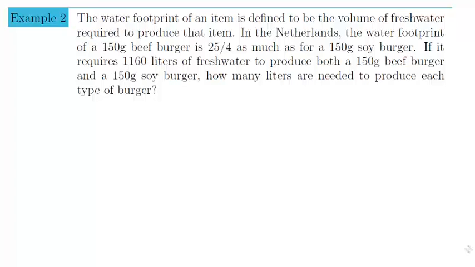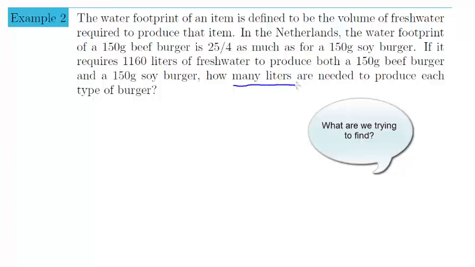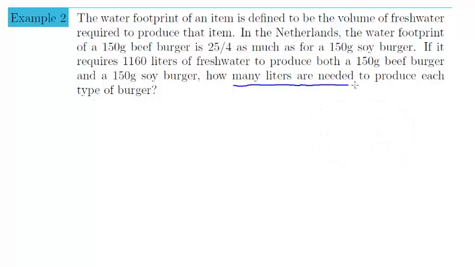Wow, that's a big problem. But don't be too intimidated. Really, what are we looking for? Well, we can discover by looking at the last sentence. We are looking for the number of liters of water that are needed to produce each type of burger, the two types of burgers, the beef burger and the soy burger. So let's write that information out right here and assign variables to it.